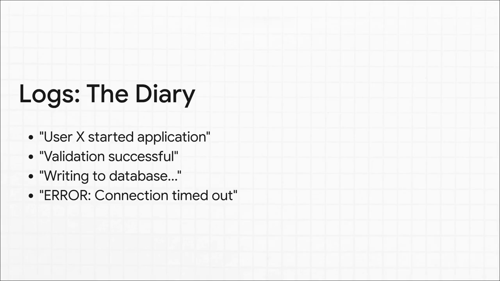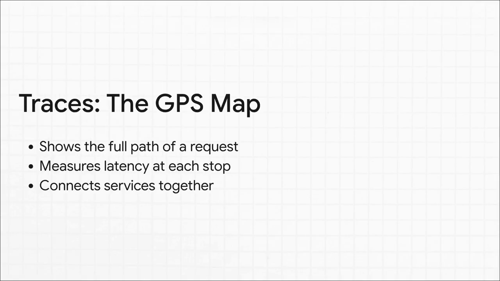A log can tell us, hey, user X just started their application, or validation was successful. And most importantly, it can scream, error, connection timed out. This is where we get the specific details. And last but definitely not least, we have traces. And let me tell you, these are the real game changer.